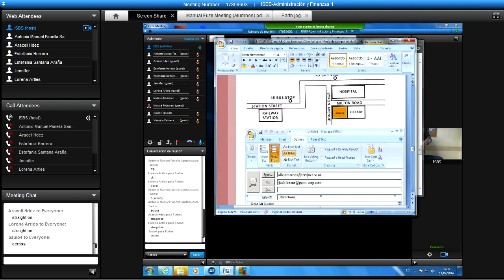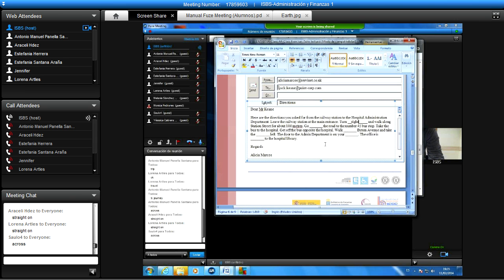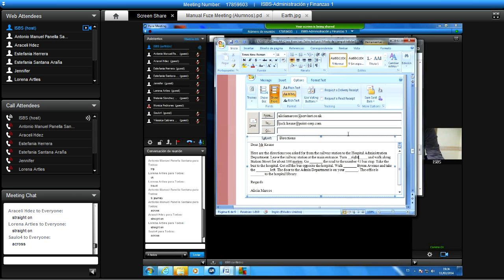Go to, but it's not go to the road. You go to the bus stop, okay? But you have the road. What do you do with the road? You go across, okay? So you go across the road to the number 45 bus stop. Then take the bus to the hospital. Get off the bus opposite the hospital.